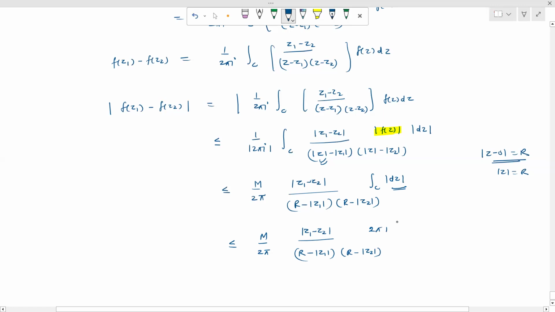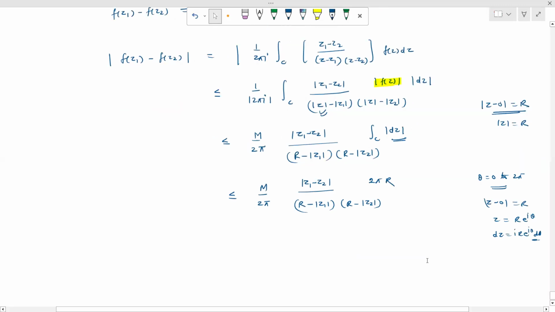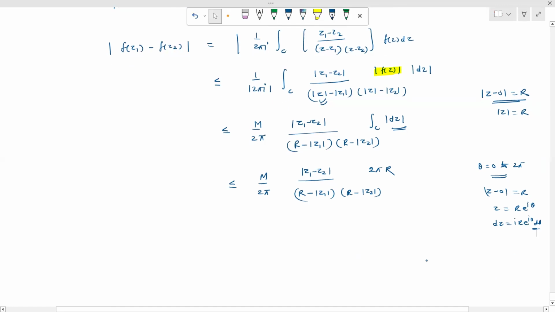The limits of theta will be theta equal to 0 to 2 pi. And z minus 0 is equal to r, so z is equal to r e to the power i theta, and dz is equal to i r e to the power i theta d theta. So when we do the integration, we get the value 2 pi r.